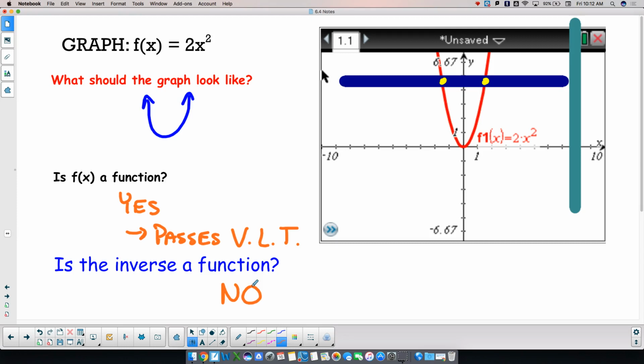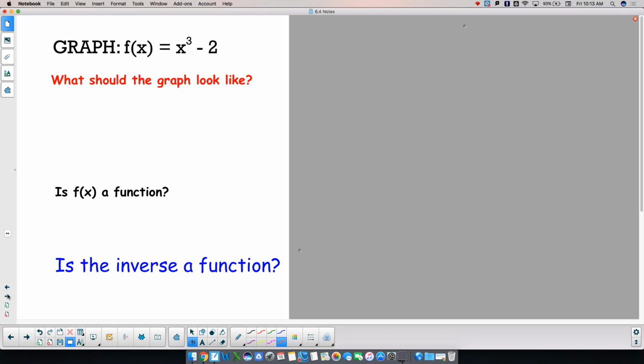Is this function one-to-one? Why not, Lex? Didn't pass one of the tests. So this is not one-to-one. Okay? All right? What I'd like you to do now is try that one.